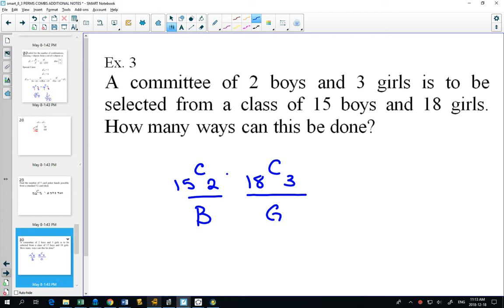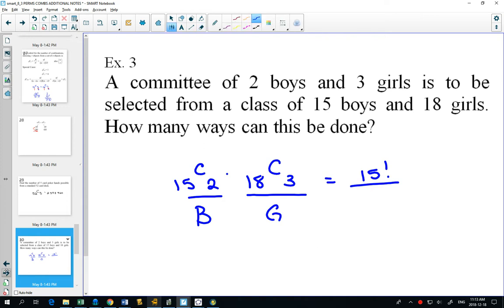We add when it's cases, and here we're getting a committee of 5 people. So if you had counted committees of 5 people in different ways, then you would add them up as cases. This will often show up on multiple choice looking like this, just using your formulas.